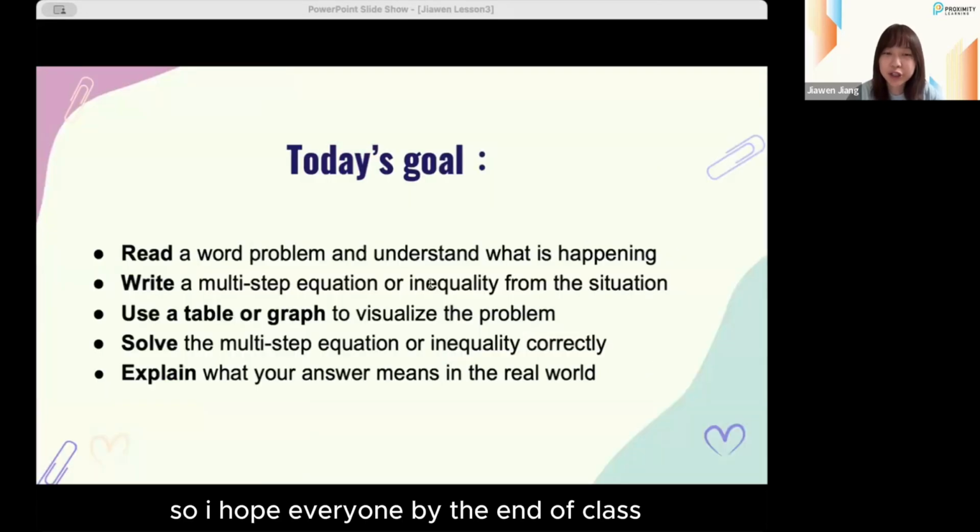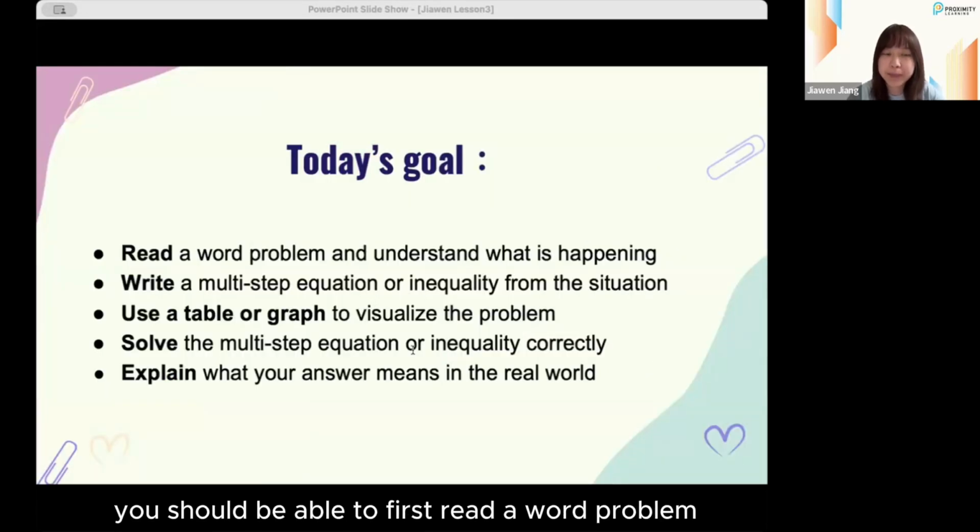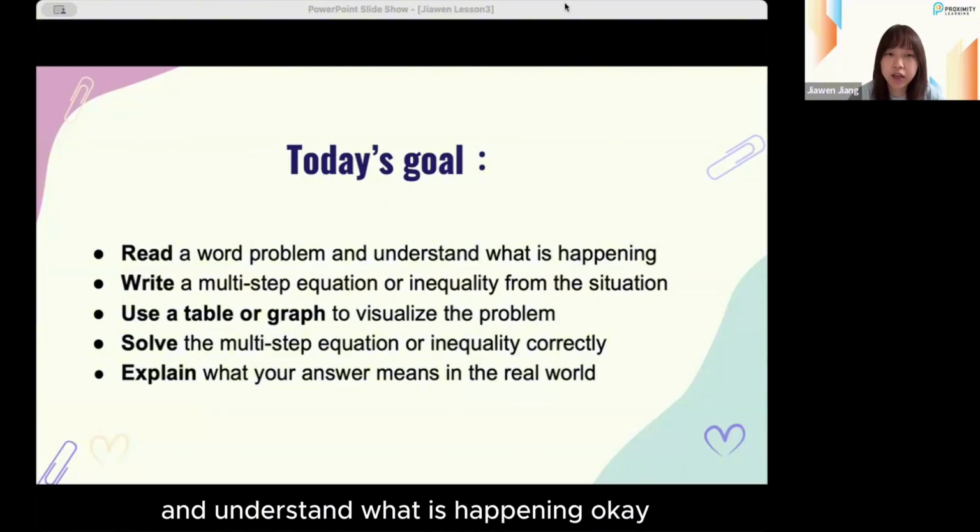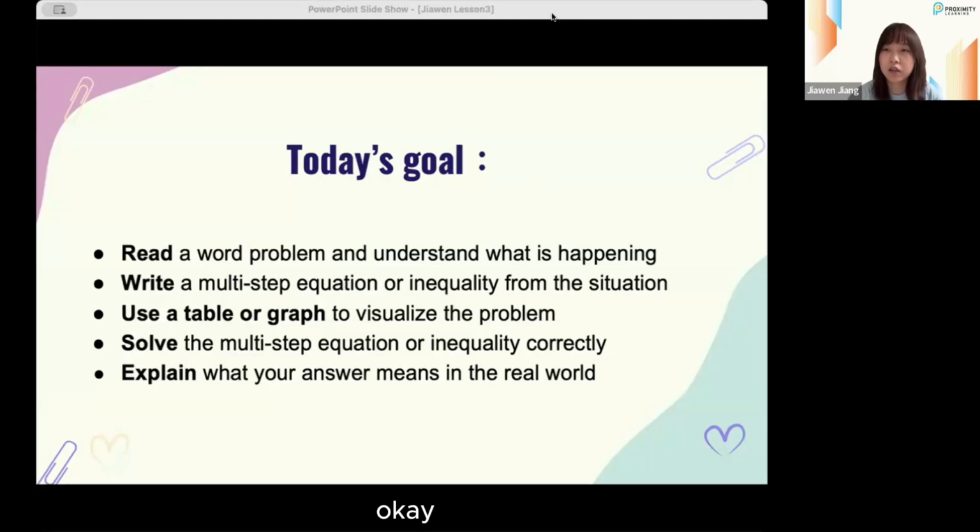Our goal, I hope by the end of class, you should be able to first read a word problem and understand what is happening, and write a multi-step equation or inequality. Thirdly, use a table or graph to help you visualize the problem and solve the multi-step equation or inequality correctly. Lastly, you can explain what your answer means in the real world.